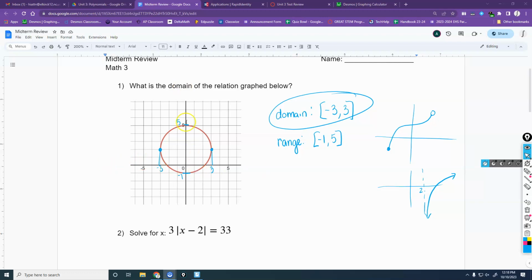Look at your x-axis. Range, look at your y. I didn't ask for range. I just got carried away right there. I was having too much fun for those.